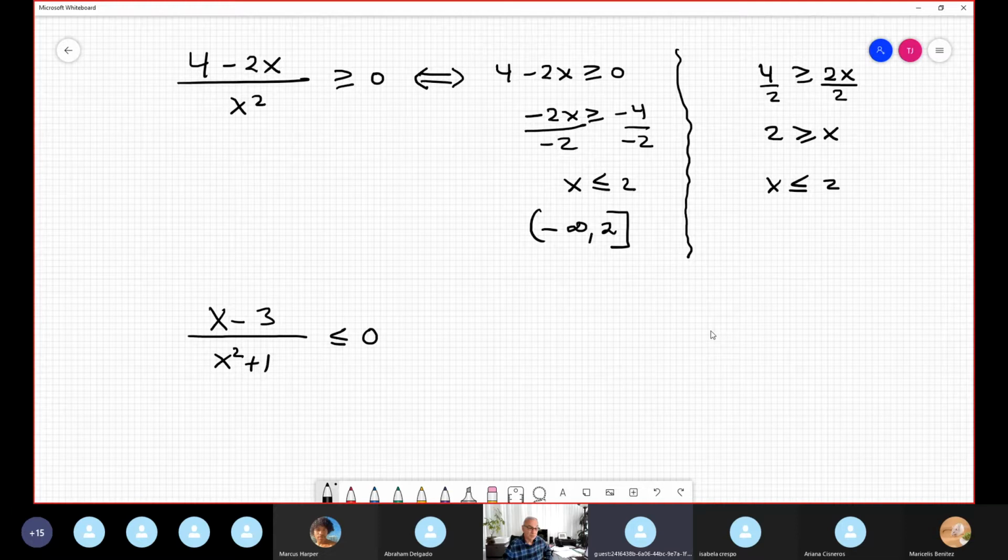Okay, suppose this example. x minus 3 divided by x squared plus 1. Show me this. What should I do?